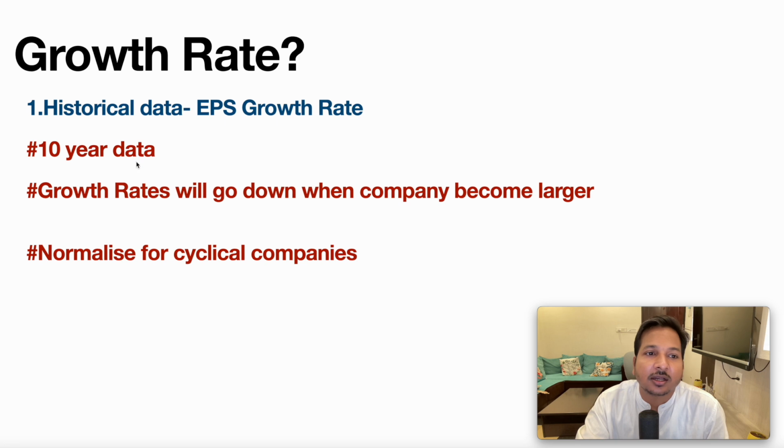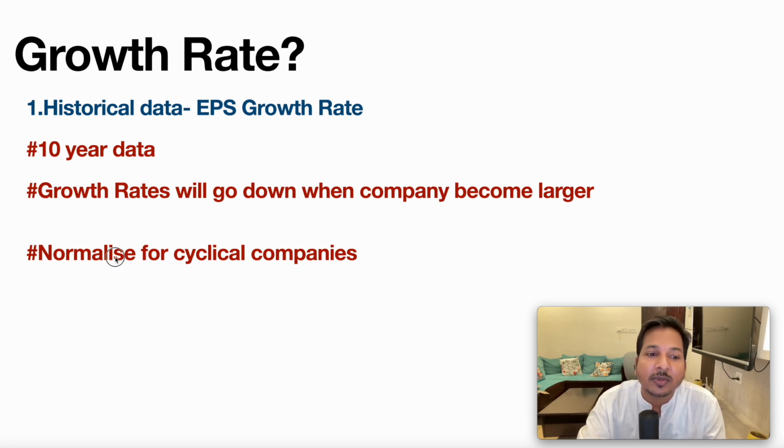So growth rate. First thing, historical data. How to see the EPS growth rate? Always see 10-year data. Don't see 1 or 2 year data. That may be misleading. That may be the recent trend, but that will not last for long. So always see what a company has done in the last 10 years. And growth rates will go down when a company becomes larger. Always remember, when a company grows in size, the base increases and the growth rate also decreases.